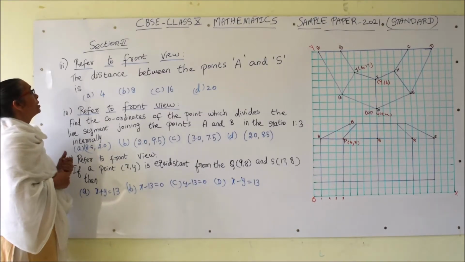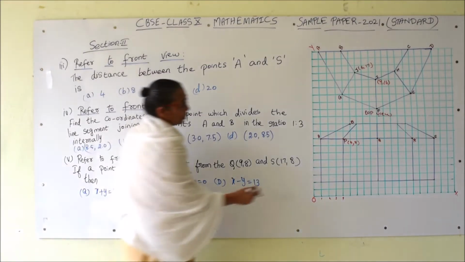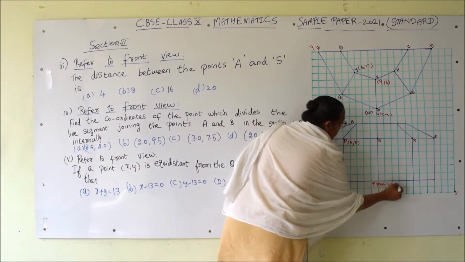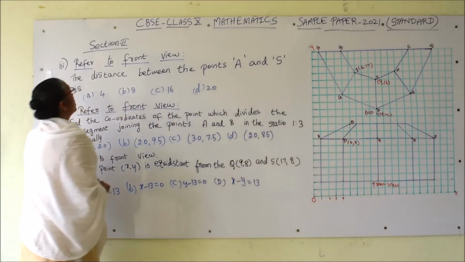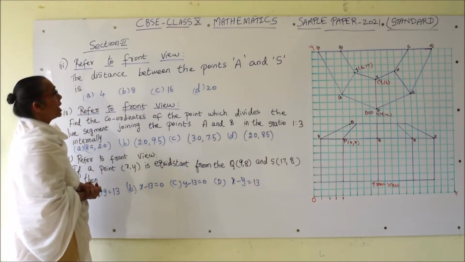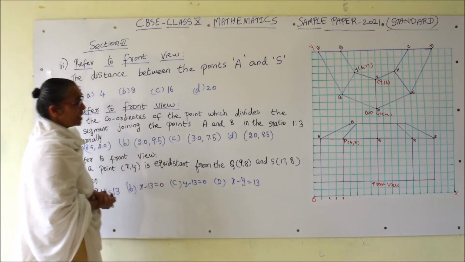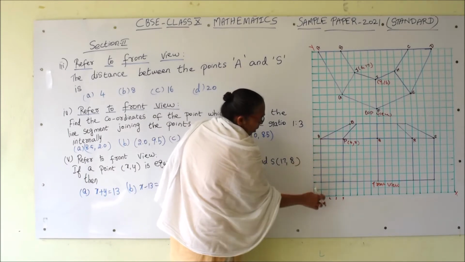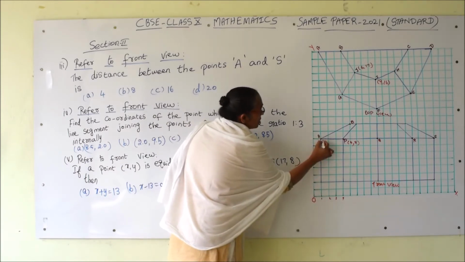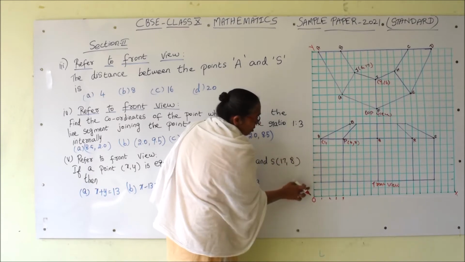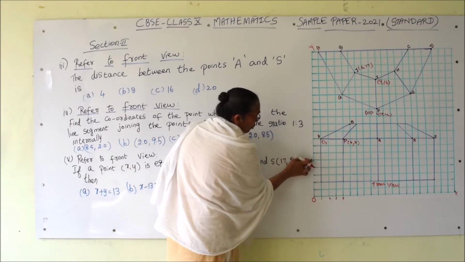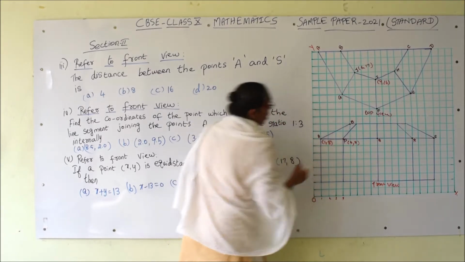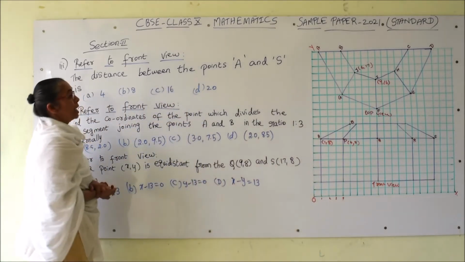Now, third subpart, refer to front view. So, this figure is the front view. The question is the distance between the points A and S. First, let us locate the point A. So, A on the x axis is here, 1. Shall we count what its y coordinate will be? 1, 2, 3, 4, 5, 6, 7, 8. So, the coordinates of A are (1, 8).